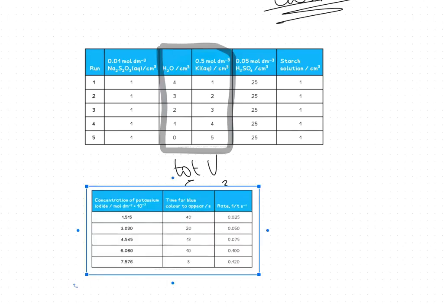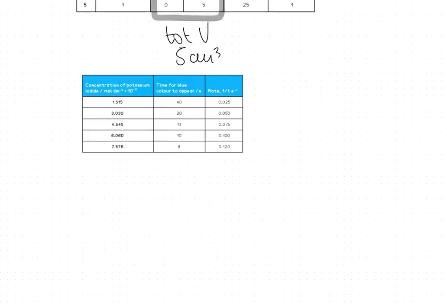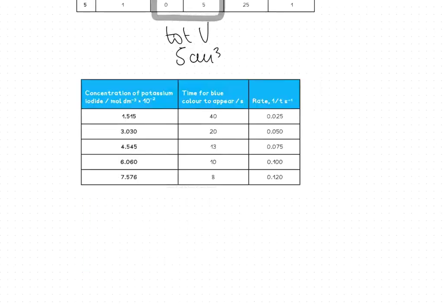But this is essentially what we're recording. As you can see, we have a weird number for the concentration of potassium iodide because, as we said, we changed the volume and not a specific concentration. So we would have to calculate the concentration, and then we simply record the time for the color to appear. Then we need to calculate the rate, and the rate is calculated as 1 over the time that it has taken. So it will get a unit of s⁻¹.